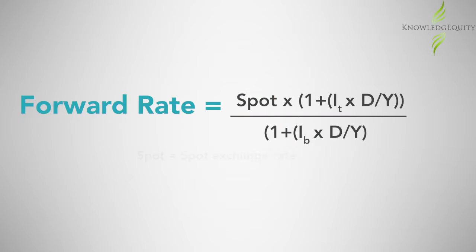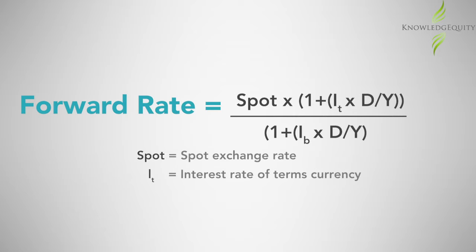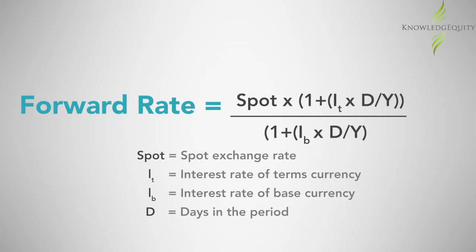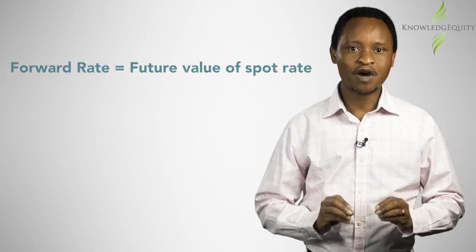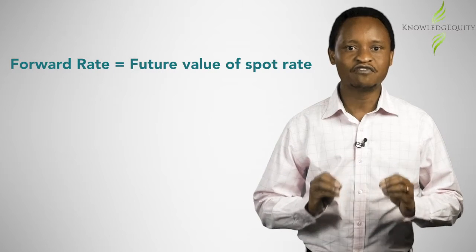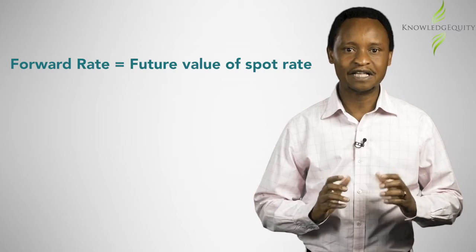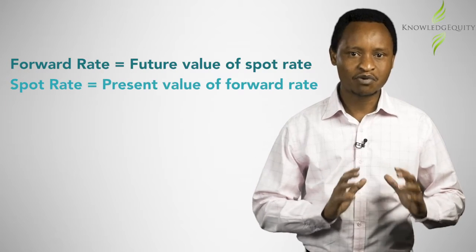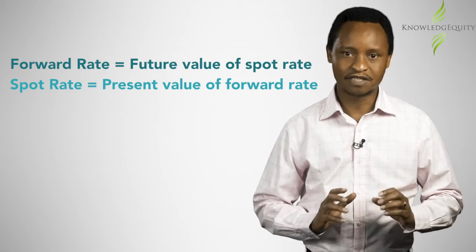The formula for calculating the forward rate is as follows. With spot being the spot exchange rate, IT is the interest rate of the terms currency, IB is the interest rate of the base currency, D is the days in the period, and Y is the day count convention. The forward rate therefore reflects the future value of the spot rate, and similarly, the spot rate reflects the present value of the forward rate.